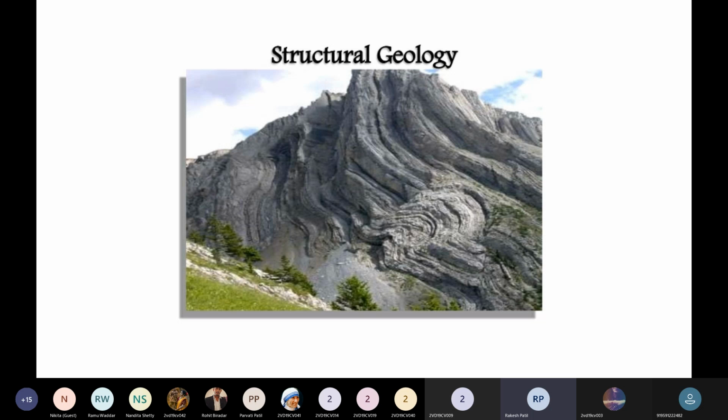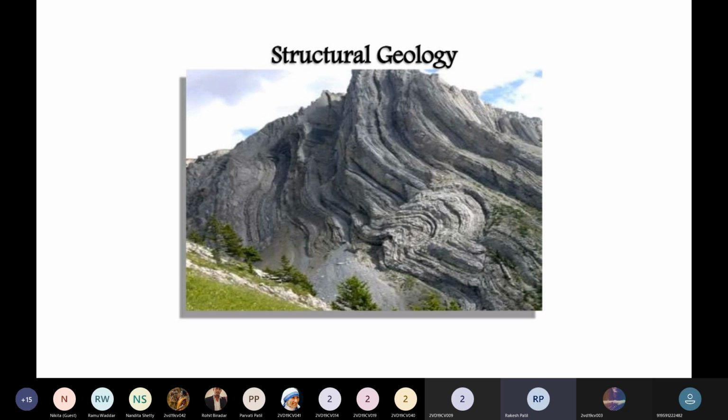In today's class, we are going to study structural geology. What do you mean by structural geology? Structural geology is nothing but the study of the structures, rock structures, which are present inside the earth crust. These are the structures which develop undulations or cracks or different terrains in the rock bodies.